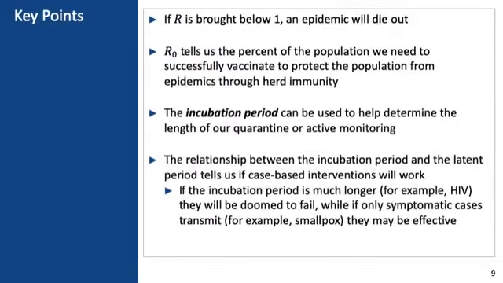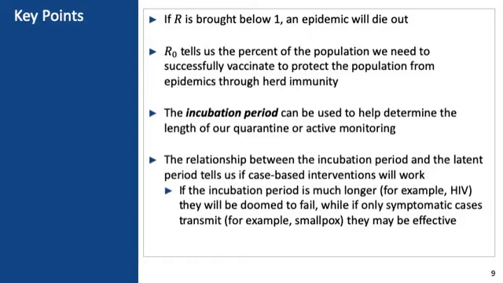To summarize some key points from this section, if the reproductive number is brought below 1, an epidemic will die out. And because we know that the reproductive number is a function of susceptibility and the basic reproductive number, this rule, combined with knowing the basic reproductive number, tells us the percent of the population we need to successfully vaccinate to protect the population from epidemics through herd immunity.